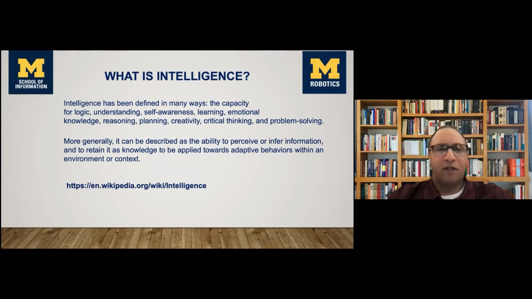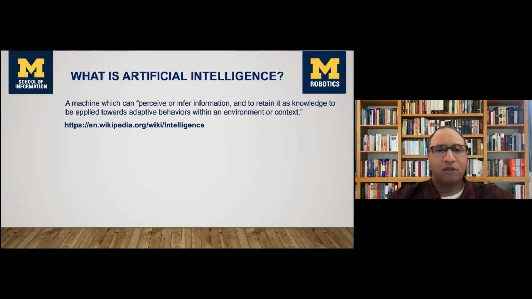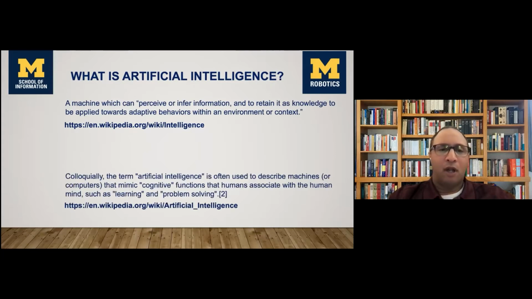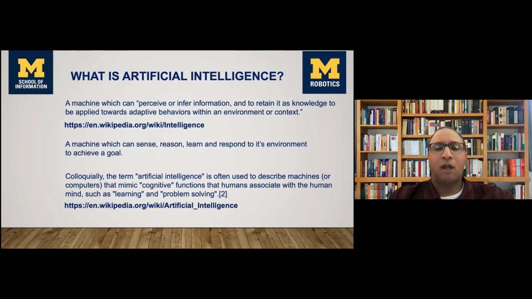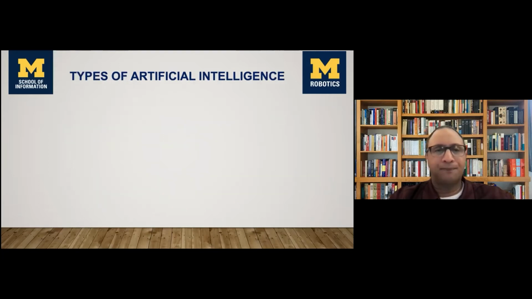So we can take that definition of intelligence, and one way to understand artificial intelligence is just to apply it to a machine, right? So let's say a machine which can perceive or infer information, retain it as knowledge, and apply it to adaptive behavior within an environment. Oftentimes, AI, artificial intelligence, is used to describe machines that mimic cognitive functions that humans associate with humans, such as mind or learning. I prefer to define AI in very simple terminology, which is a machine that can sense, reason, learn, and respond to its environment to achieve a goal. So that's sort of how I conceptualize artificial intelligence.